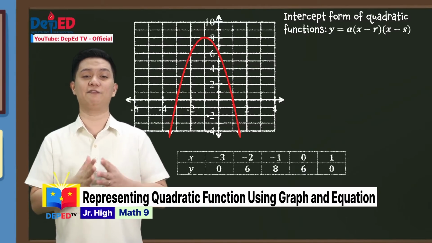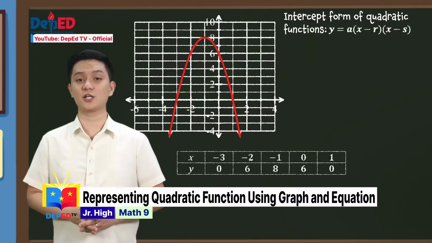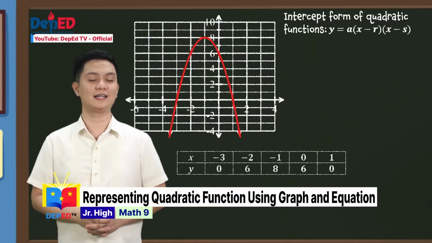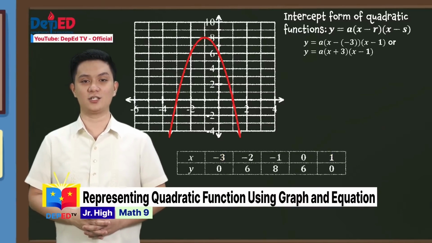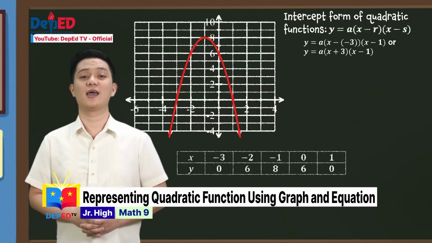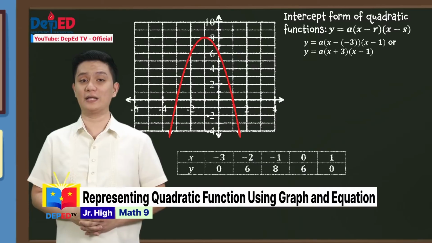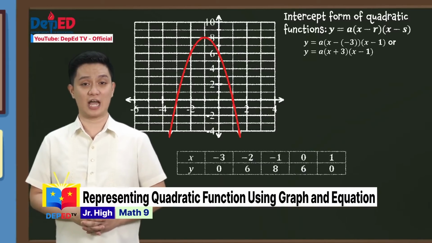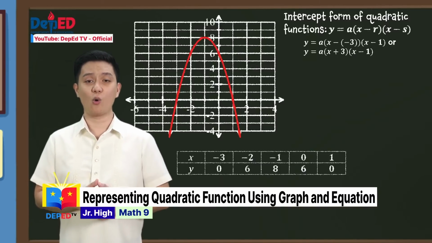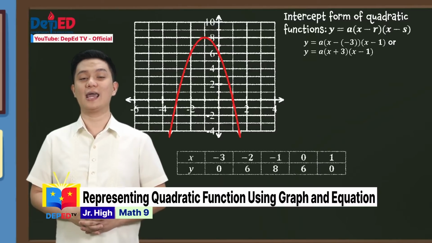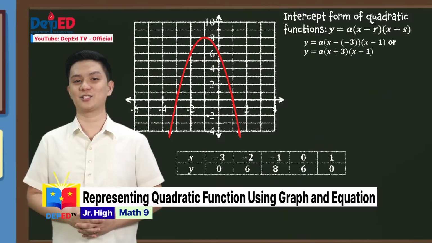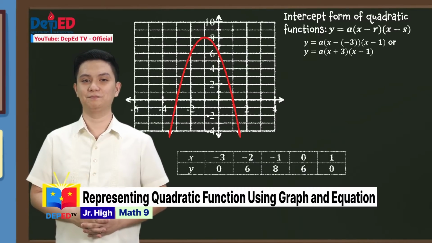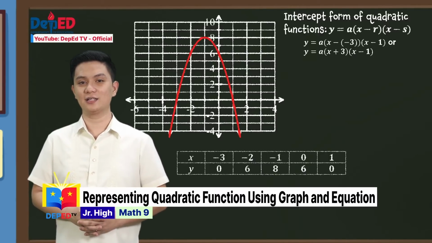We already identified the x-intercepts of the function a while ago, and these are -3 and 1. Hence, we have the equation y equals a times the binomial x minus -3 times the binomial x minus 1, or y is equal to a times the binomial x plus 3 times the binomial x minus 1. We now solve for a by plugging in the values of x and y.